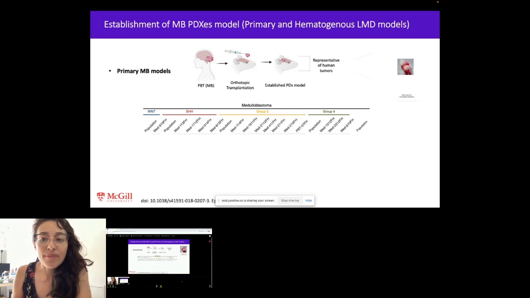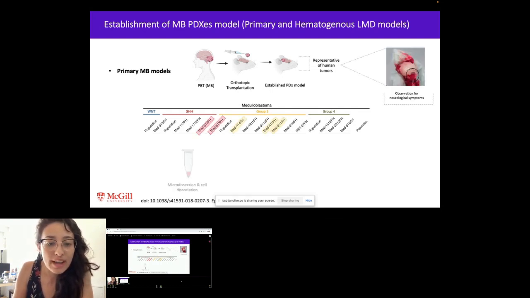So this is a picture of our primary tumor here. When we identify the tumor, we do dissociation and molecular profiling. So far we have established these highlighted PDXs of medulloblastoma. We are interested in group 3 mainly because this is the most metastatic. So once we have this, we do sequencing and we are ready for the bioinformatic analysis.